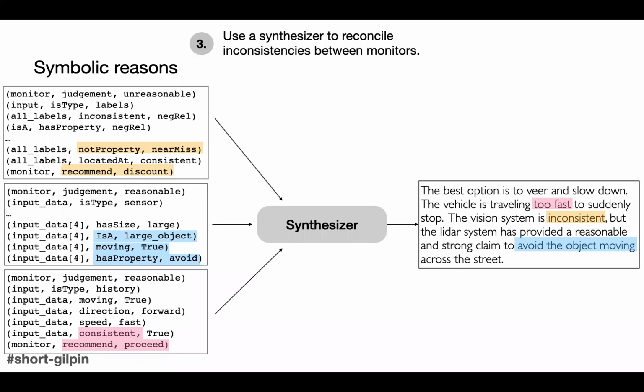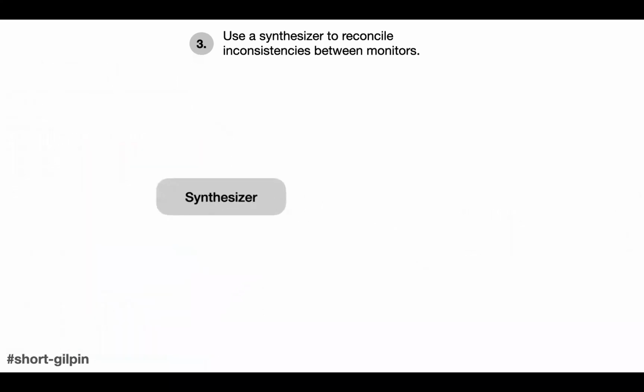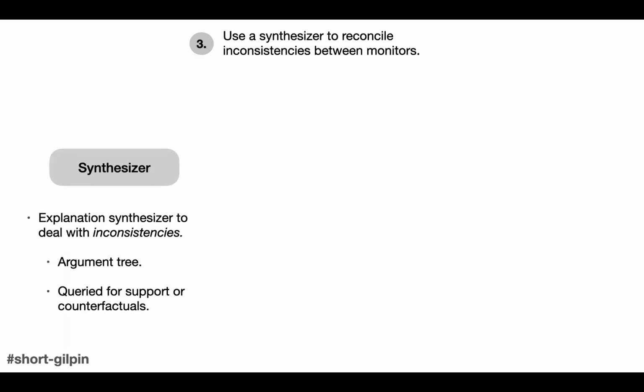So how does the synthesizer actually decide and figure out what things to prioritize in these sorts of situations? Well, the explanation synthesizer is meant to deal with these types of inconsistencies. And the way it does that is it builds an argument tree. In theory, this could be queried for support and counterfactuals. I haven't gotten the chance to explore that much in my thesis work, but that was the idea of this reasoning process. But it also needs to take in a priority hierarchy so it knows what things to value in different cases and when it needs to intervene.